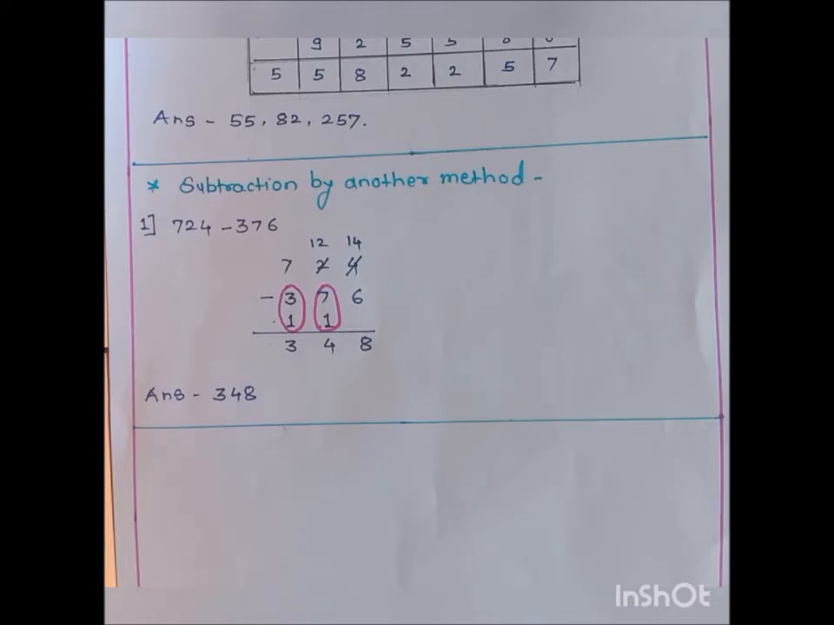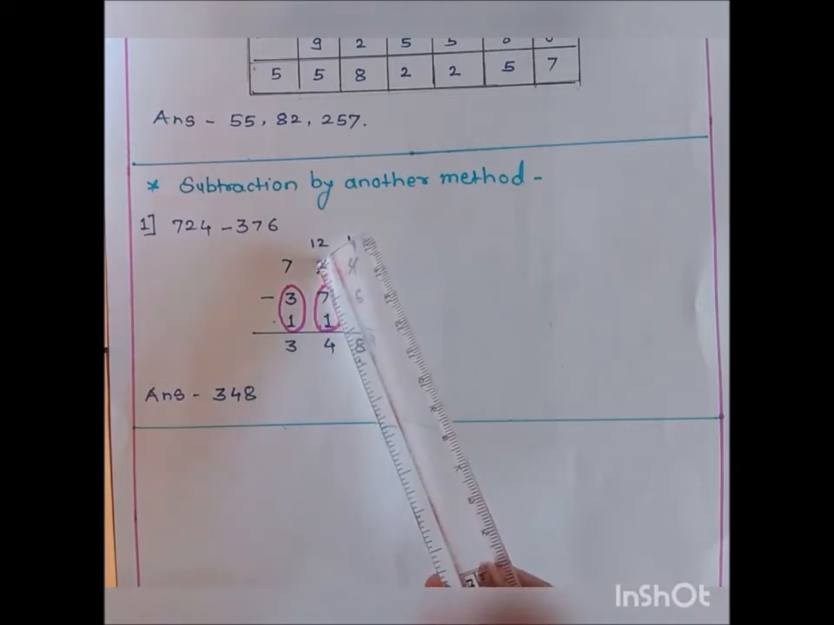Students, the next point is subtraction by another method. First example, 724 minus 376. Let's solve. Here, as we cannot subtract 6 from 4, we shall add a 10 to both the numbers. For the upper number, we untie 1 ten and add 10 units to 4 units to get 14. 14 minus 6 is equal to 8. And here 7 plus 1 is equal to 8, and here is 2.